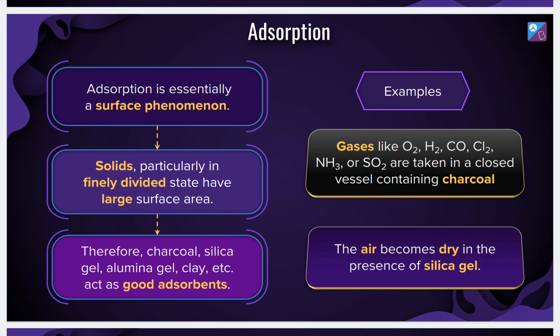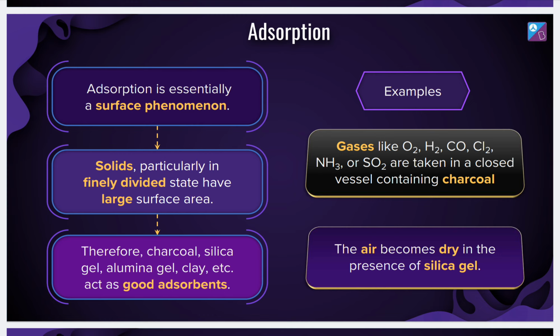The next part of adsorption: adsorption is essentially a surface phenomenon. Solids, particularly in a finely divided state, have a large surface area. Therefore, charcoal, silica gel, alumina gel, clay, etc. act as good adsorbents. We can remember charcoal, silica gel, alumina gel, etc. as good adsorbents.